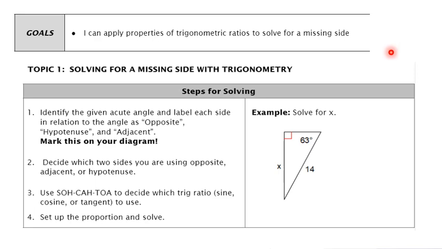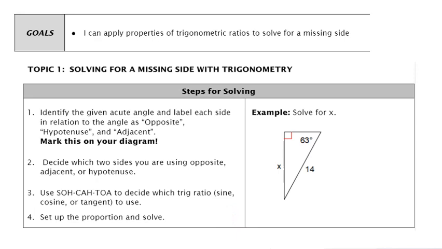When we do this, the first part is going to look very similar to what we did with setting up ratios. So we're first going to identify the acute angle, or the angle they give us, that we're going to be using for solving. And we're going to label the sides in relation to it: the opposite, the hypotenuse, and the adjacent. And we're going to mark our diagram. We're then going to set up a ratio using sine, cosine, or tangent, and then use that ratio to solve for a missing side.